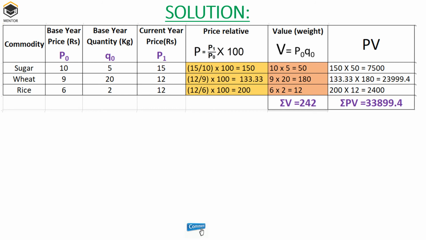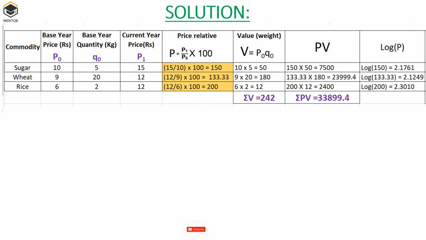Next we have to do the calculation for our geometric mean. In geometric mean what we require? We require the log of price relative. So I'm going to find the log of price relative. Price relative values are 150, 133.33 and 200. So I'm going to take the log of all these values. The first log value I will be getting as 2.1761. Next value, log 133.33, I am getting 2.12449. Log of 200, I am getting 2.3010. These are the values I got for the log of price relative.